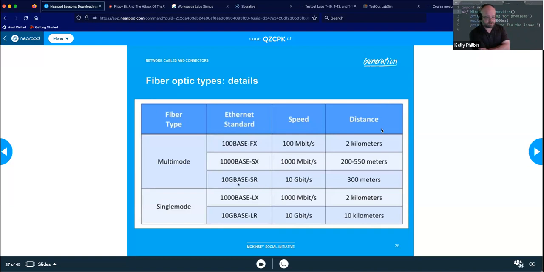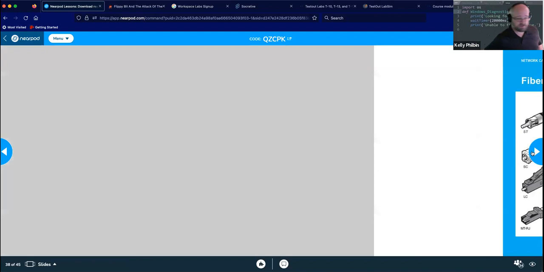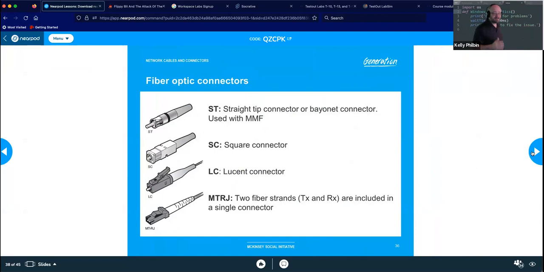Yes, we have more. So we can jump in now to our connectors. There are four basic fiber connectors that you need to be aware of. So we know the wires themselves. Now, how are we interfacing with our routers? So our basic connectors, there's four of them.